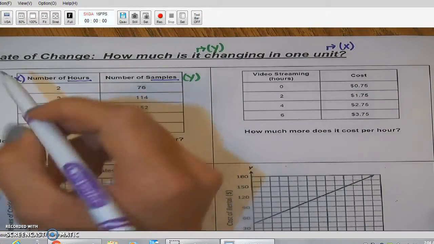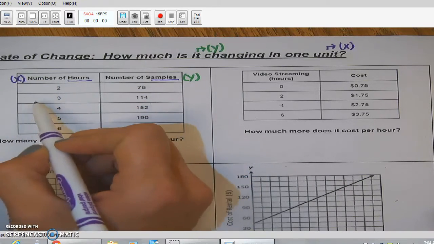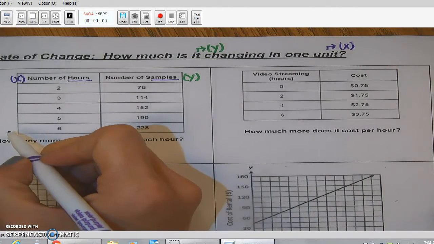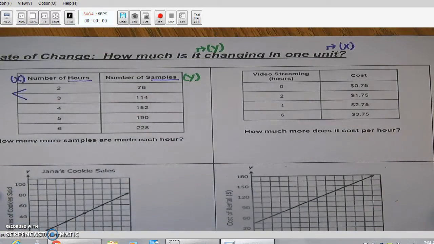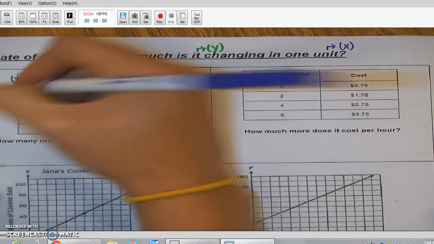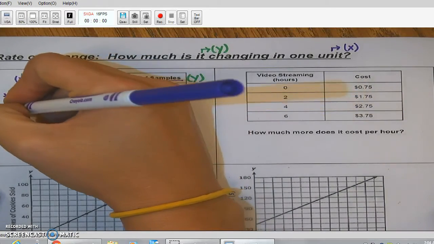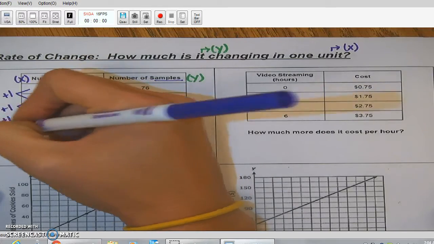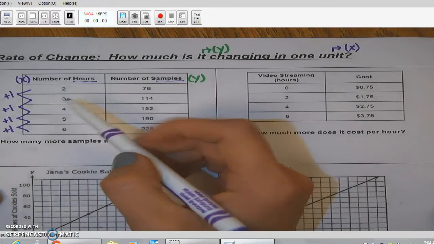First thing I'm going to do is go down the table and I'm going to see what are my x values doing, increasing, or sometimes they might be decreasing by each unit. So I notice from 2 to 3 my x value increased by 1. From 3 to 4 it increased by 1 again. 4 to 5 same thing, and 5 to 6. So in my table every time my x values are increasing by 1.